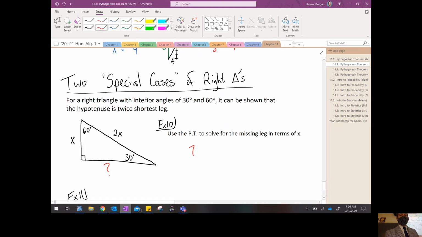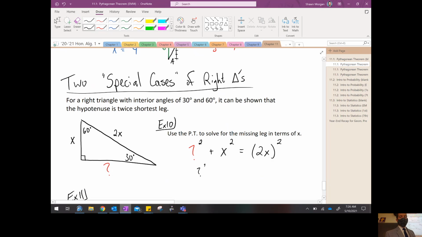That missing leg is my question mark. So question mark squared plus x squared equals 2x squared, right? One leg squared plus one leg squared equals hypotenuse squared. And be careful when you're squaring a monomial like 2x. You got to square the 2 and the x. All right, so what do we wind up with down here?